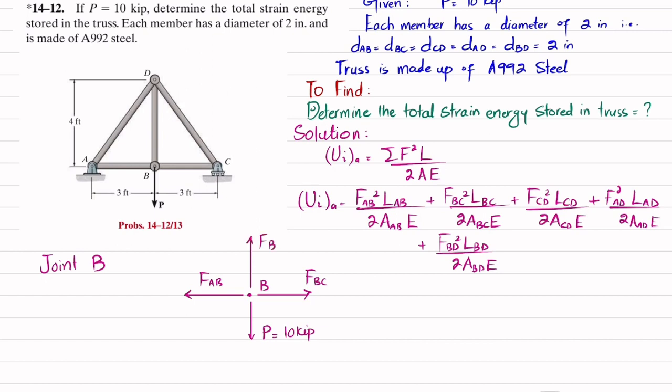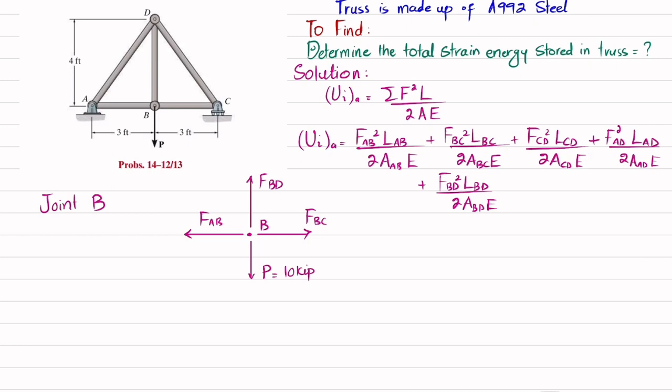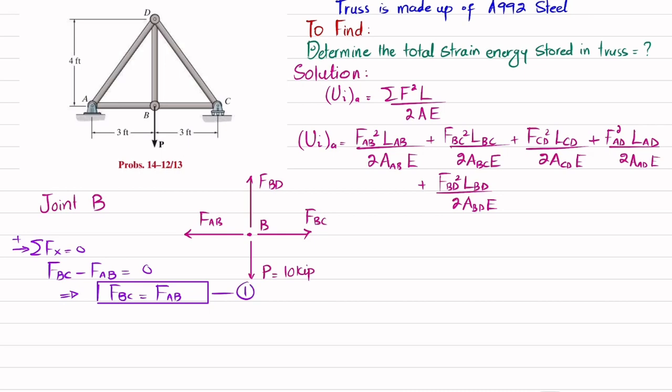Now we will apply the equations of equilibrium in order to find these forces. The first equation of equilibrium is that the sum of all forces along the x direction must be equal to 0, and force toward the right side is taken as positive. So F_BC is in the right direction, so F_BC minus F_AB will be equal to 0. From here we can say that F_BC is equal to F_AB, and this will be our equation number 1.